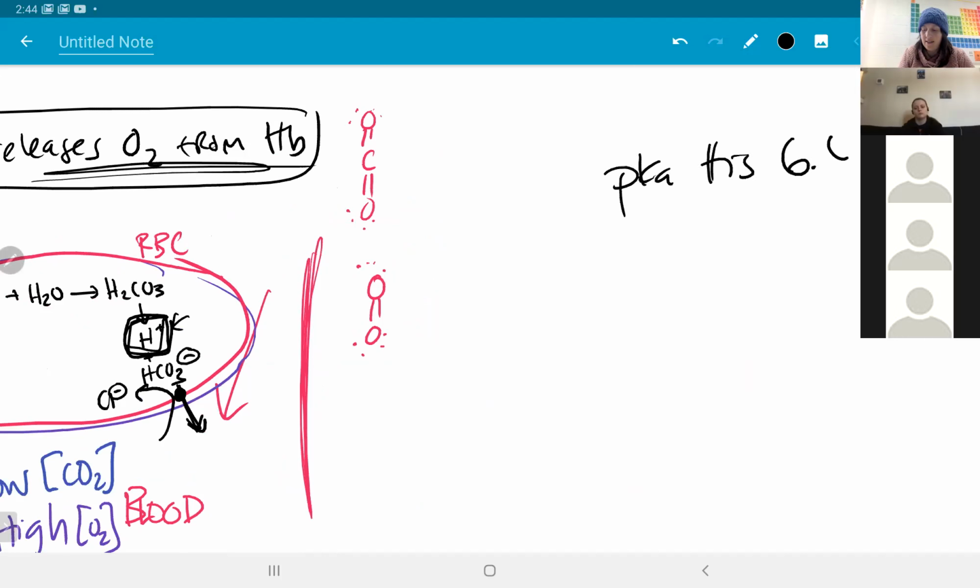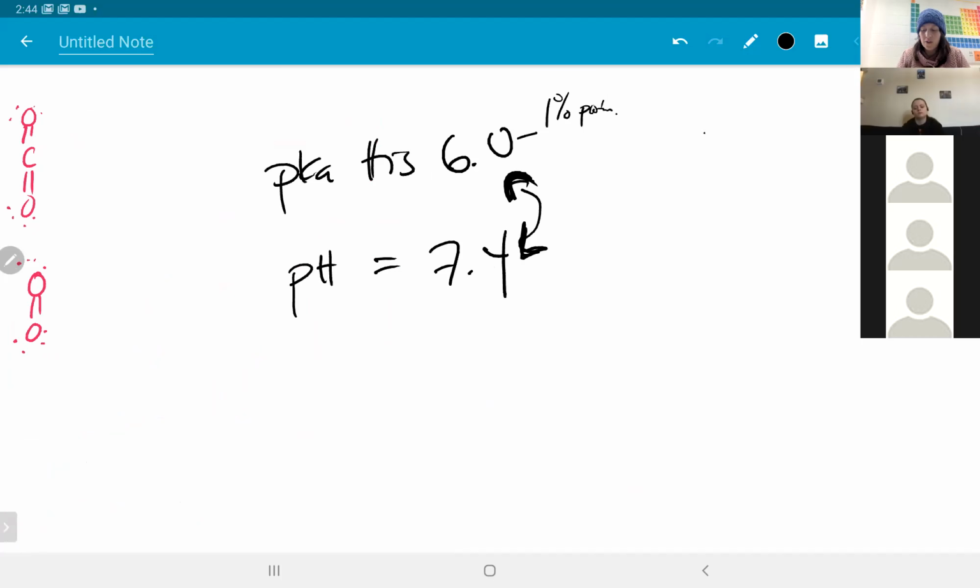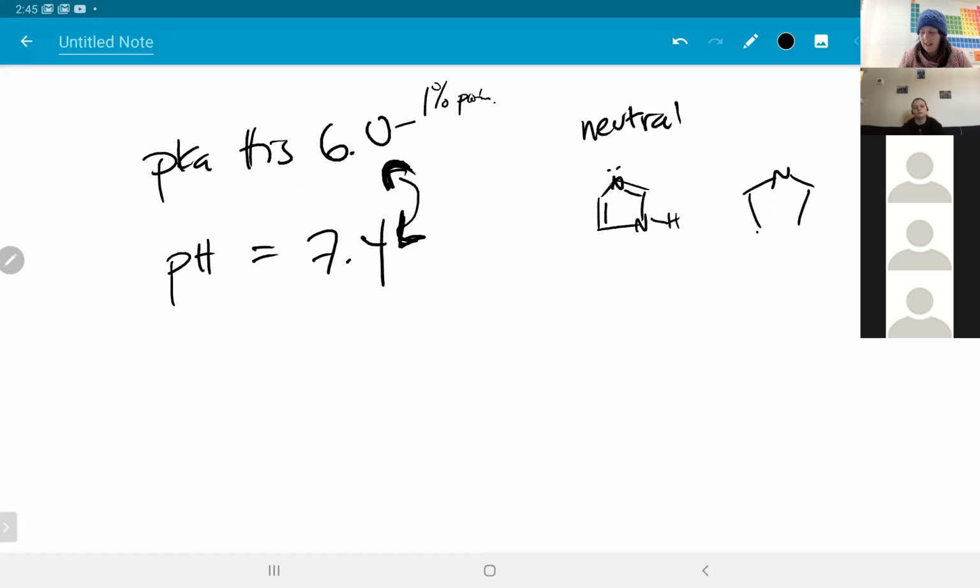So the pKa of histidine is 6, and the physiological pH of the blood is about 7.4. This is more than one pH unit away, so I could safely say that at pH 7.4, maybe 1% of histidines are protonated. Okay, so 99% are deprotonated, and a histidine deprotonated is a neutral compound. Right, our histidines deprotonated. This one here and that one there. That's our neutral histidine, and our protonated form of that side chain would be positively charged.